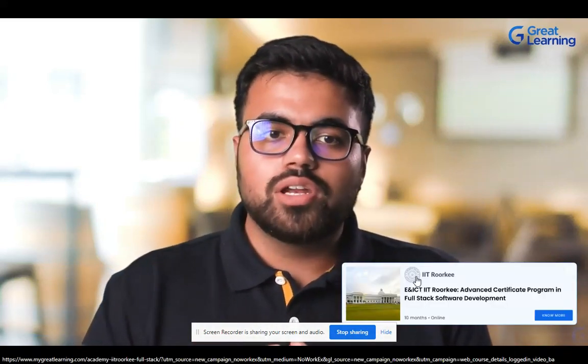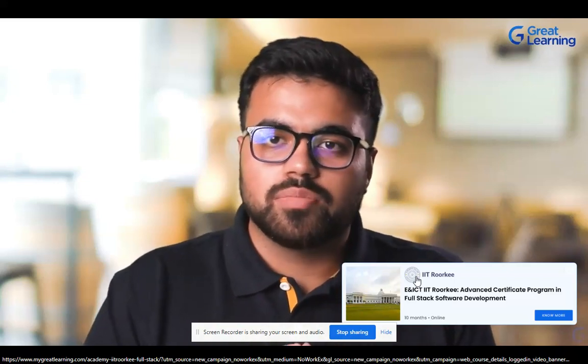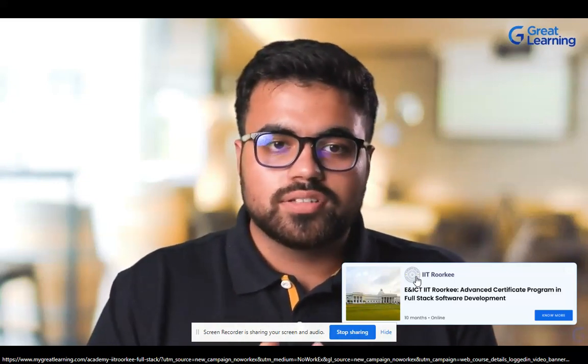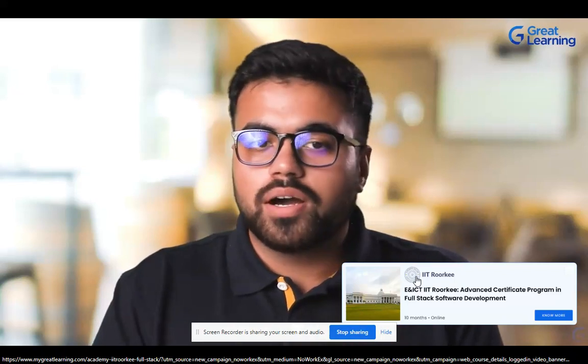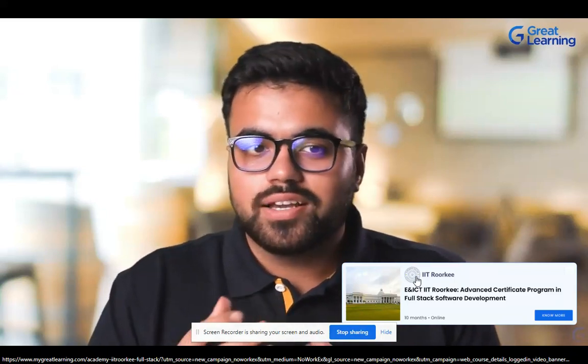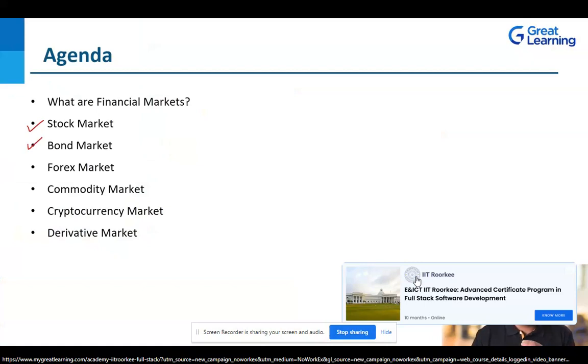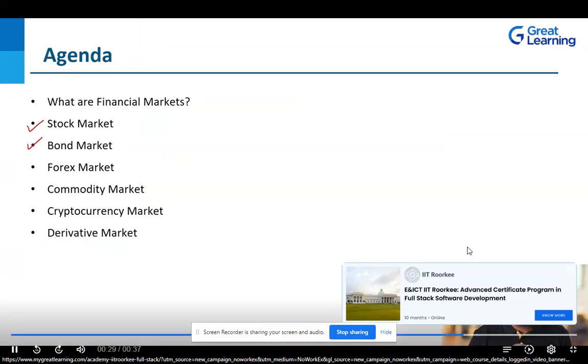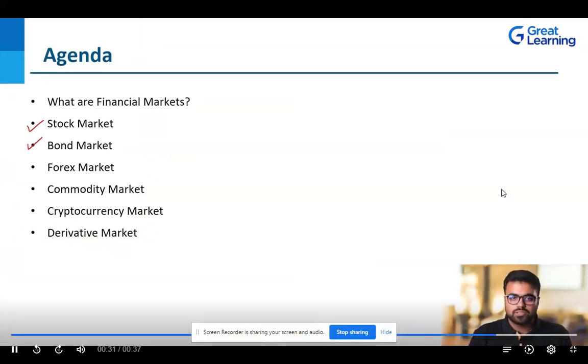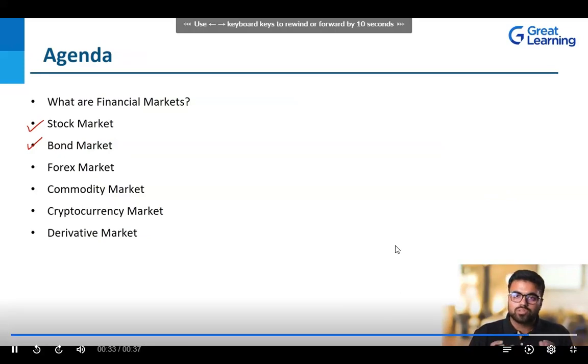So before moving on, let's talk about our learning objectives. We'll start off by knowing what exactly are financial markets, what is the need of financial markets, and also why are financial markets important. Then we'll know about the various types of financial markets. We'll start off by knowing what is a stock market, what is a bond market, what are currency exchanges, what is a commodity market, what is a cryptocurrency market that is in hype these days, and also we'll be talking about the riskiest part of the market called the derivative market.